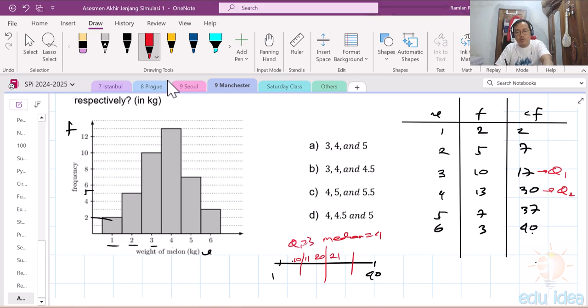When you want to know where it is, just add these two numbers, right? 21 plus 40 is 61. 61 divided by 2 is 30.5. 30.5 is between 30 and 31. So you find the 30th data, and you will get that.